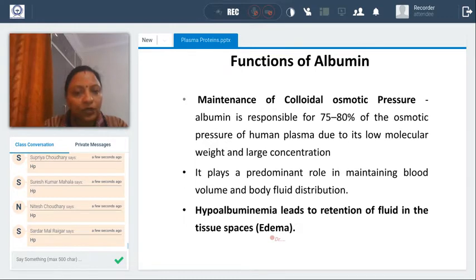You might have studied in pathology. What is edema? Please write in the box. What is edema? Retention of fluid in the tissue space.